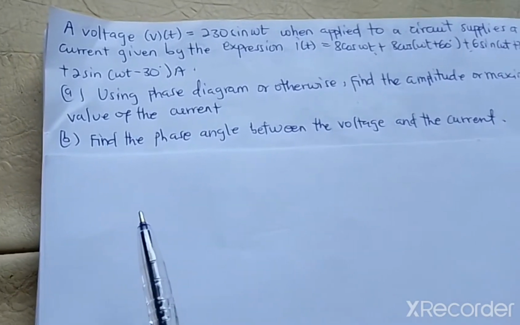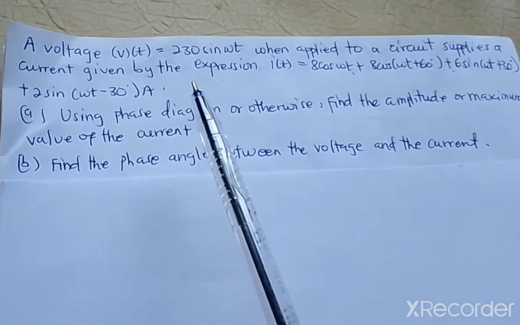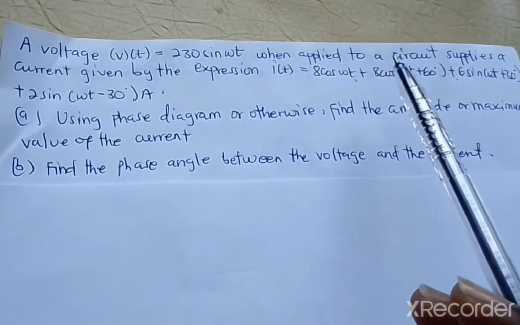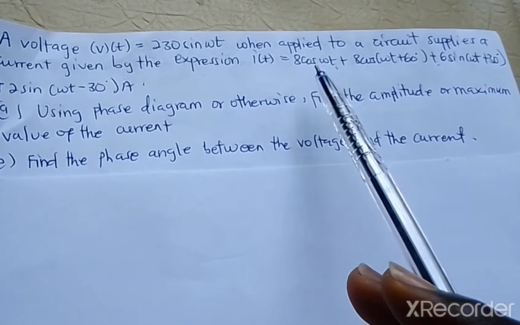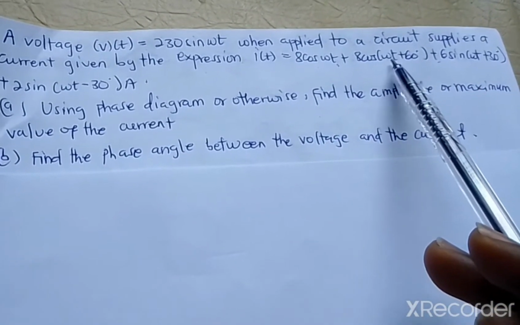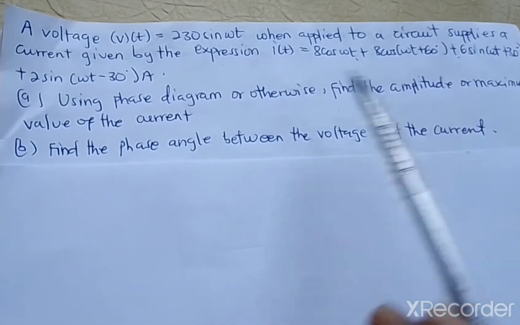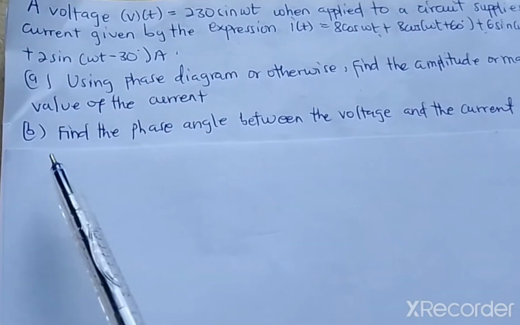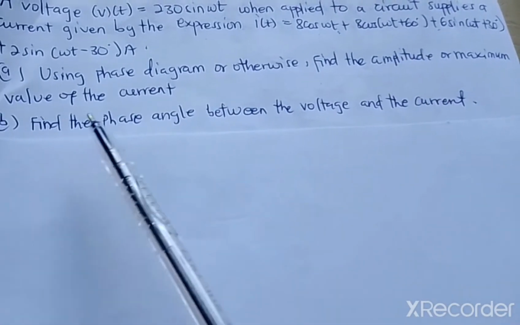It's a topic in applied electricity. A voltage is given, v(t) = 230 sin ωt. When applied to a circuit, it supplies a current given by the expression i(t) = 8 cos ωt + 8 cos(ωt + 60°) + 6 sin(ωt + 30°) + 2 sin(ωt − 30°) amperes. Using a phasor diagram or otherwise, find the amplitude or the maximum value of the current.